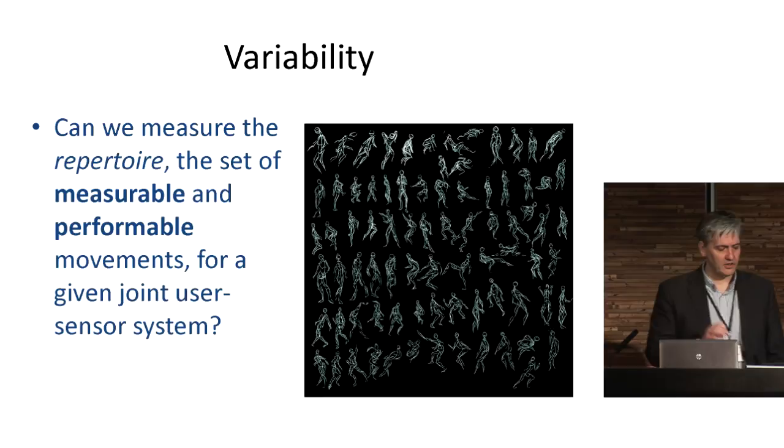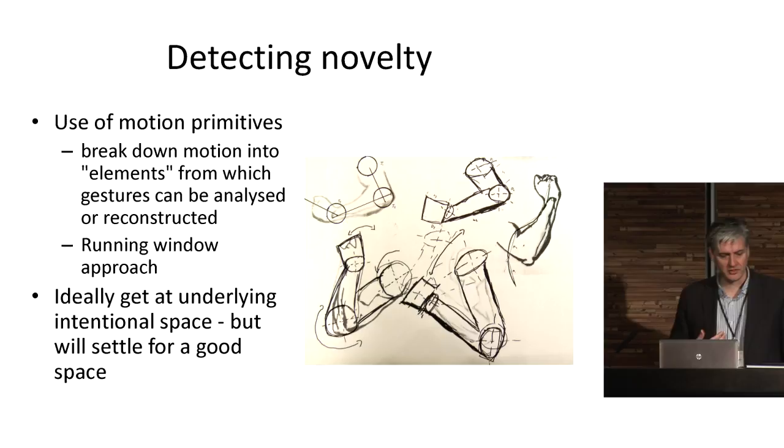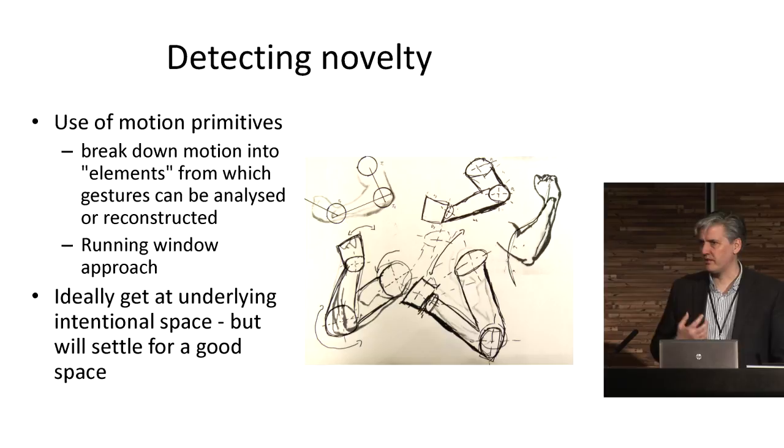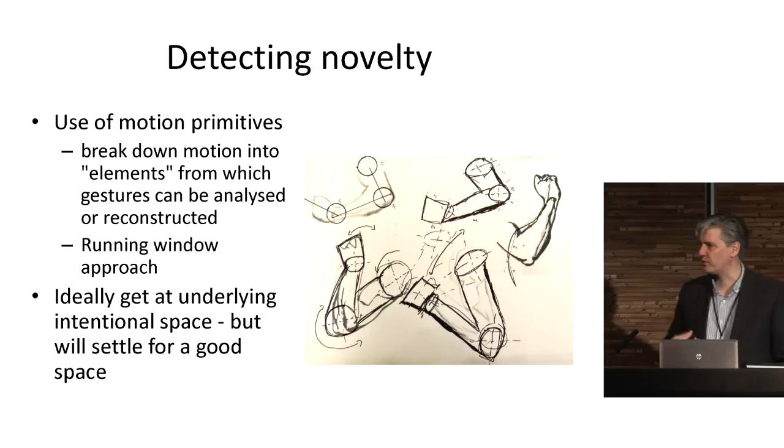So how could you measure the repertoire of measurable and performable movements for a given joint user sensor system? And the way that's going to be done is breaking down the gestures into movement primitives. So these are elements that you can use to reconstruct the gesture based on the running window. Of course, the assumptions you make in the way you compress the signal and you measure distances between primitives will affect the overall performance of the system, and there's a lot of room to improve what we've done using machine learning. You'd like to get as close as you can to the underlying intentional space, but at the moment we're settling for a good space.